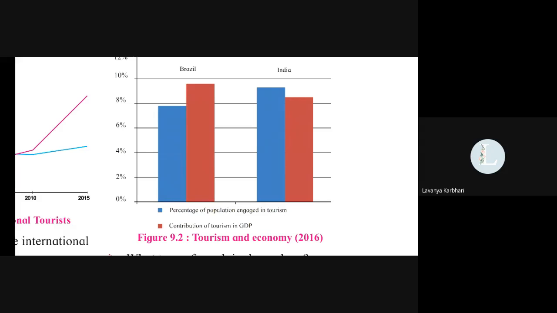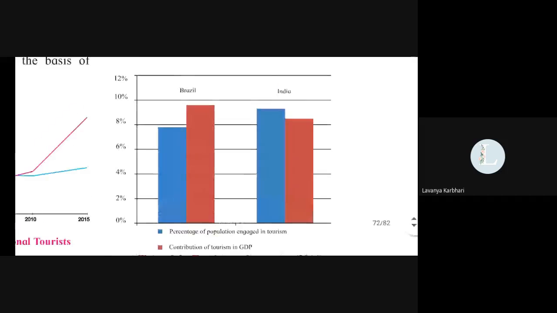So let's take the example of Brazil. So you can easily see the blue color for Brazil. Okay, in the column of Brazil, it is almost 8%. Okay, it is almost 8% of the population that is engaged in tourism.